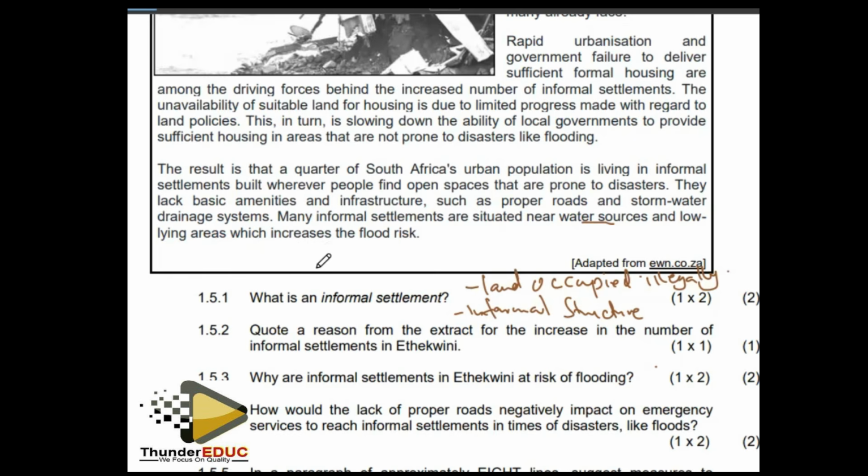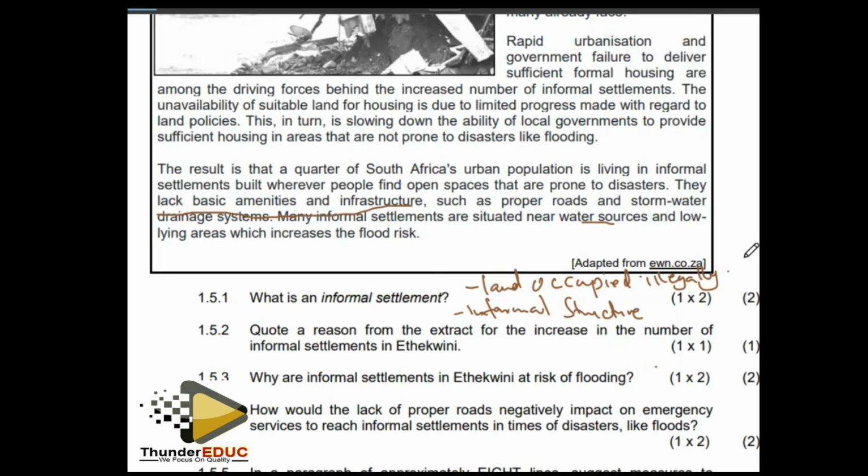Okay. We can also say they lack basic amenities and infrastructure. So if there's no infrastructure, it means at any time it can flood. Okay. That is another one. They lack proper channels. I also read it somewhere. Open spaces with disaster.